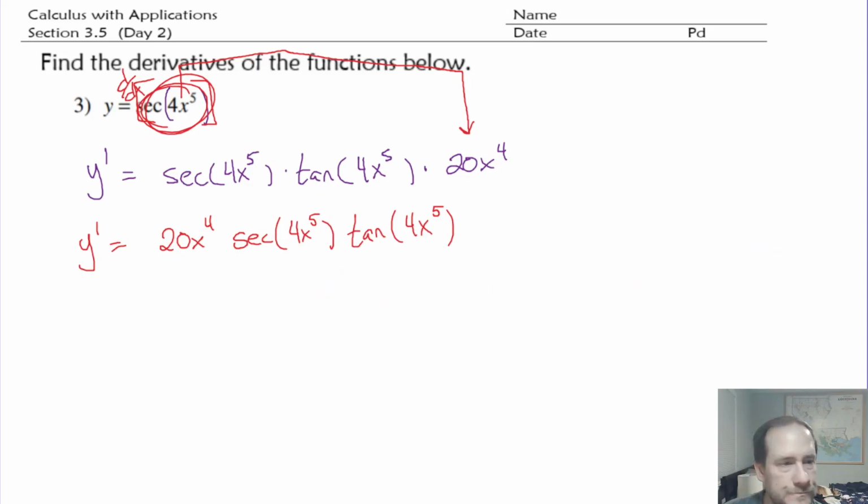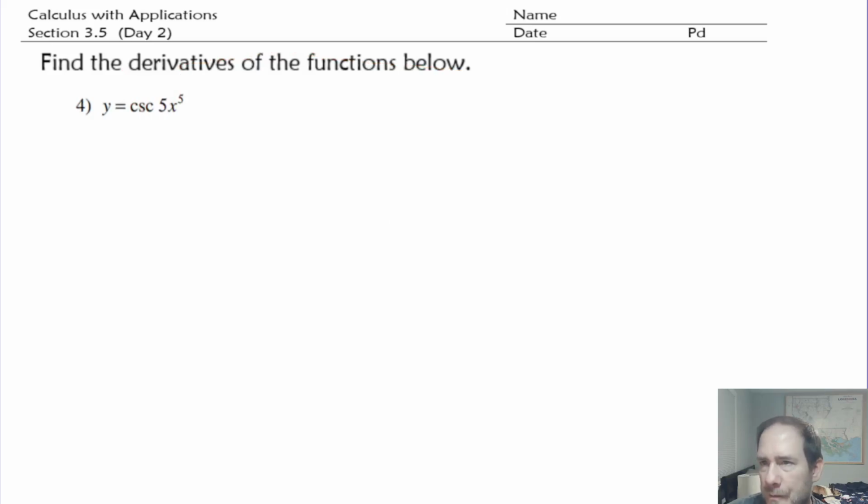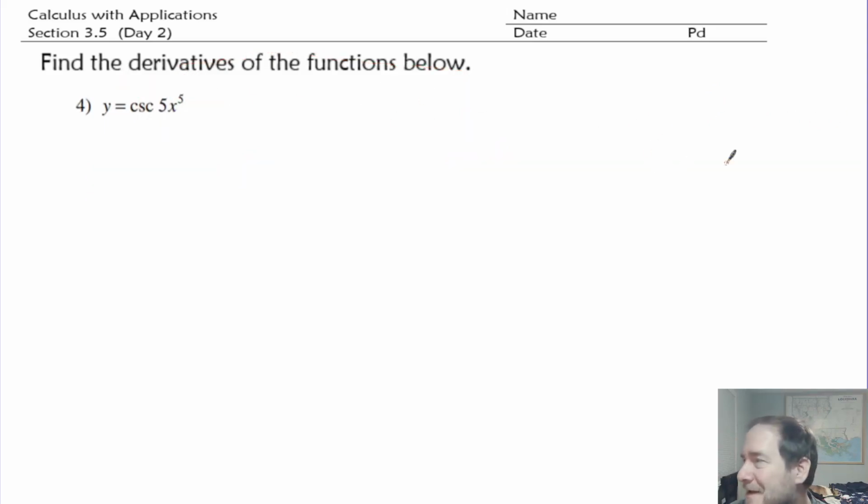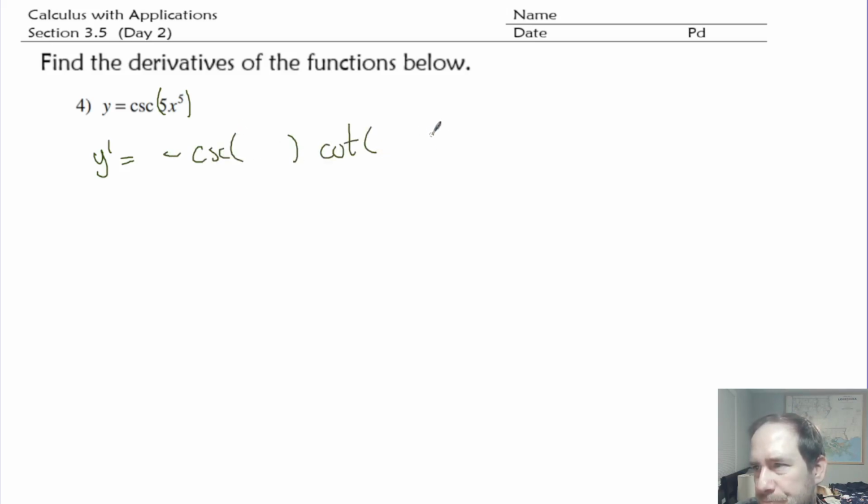Let's look at 4. 4 is not a heck of a lot different either. I thought it started to change, but no, this one seems about the same too. Alright, so one more time. Again, it's just an inner-outer function kind of thing. So we go y prime. Derivative of cosecant is negative cosecant times cotangent. And again, they both get the same inputs, the 5x to the 5th that we're leaving alone.